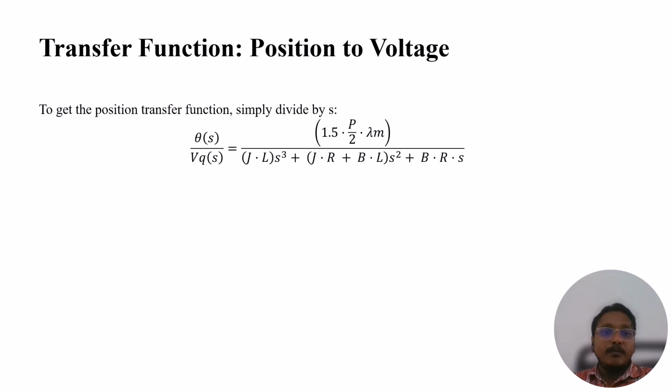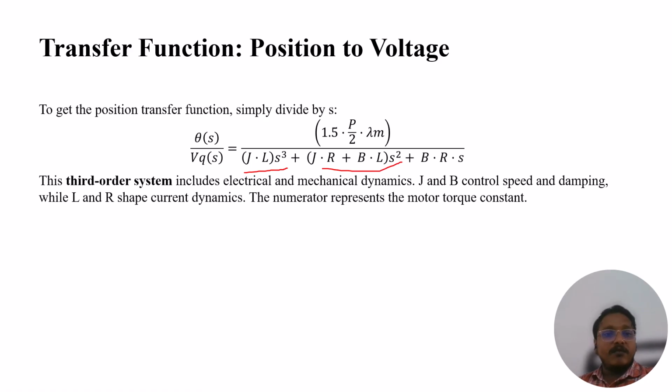To get the position control, what I need to do is simply divide by s, then automatically it becomes the position based system. If you divide that, the second order system is converted into a third order system. This third order system includes both electrical and mechanical terms. If you see, each and every term has both electrical quantities and mechanical quantities. So this is how the system becomes a transfer function with both the electrical and mechanical quantities included.